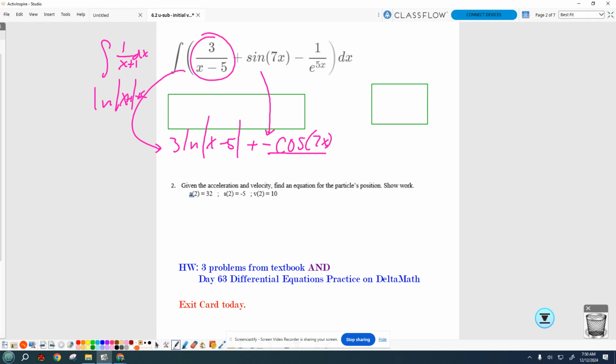And it didn't need u substitution because the derivative of this was just a number. When I did the derivative, I would have had to multiply it by chain rule. So integrating, I need to divide by chain rule. The tricky one is the last piece. Anyone know how to integrate that one?